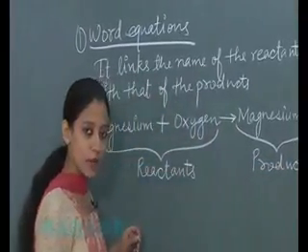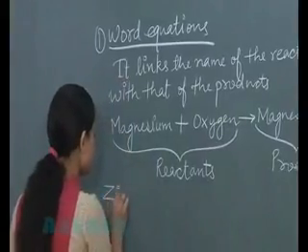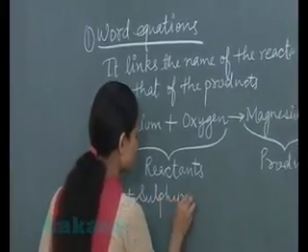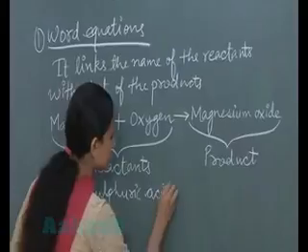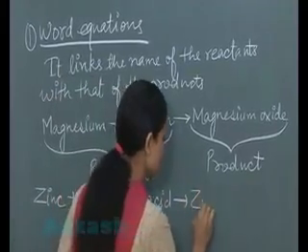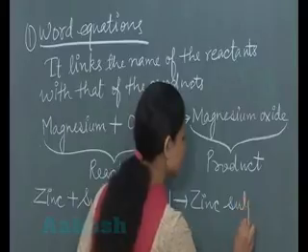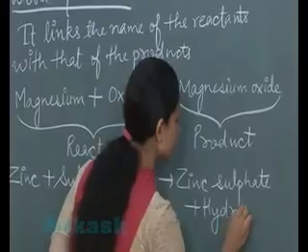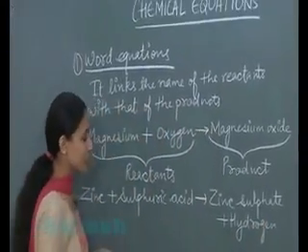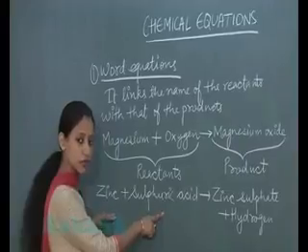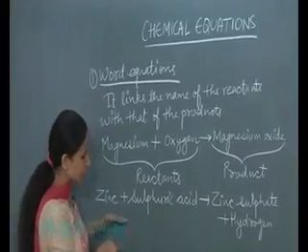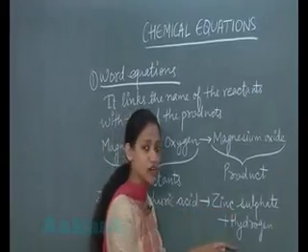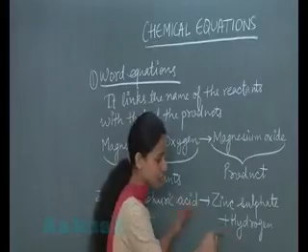Let us take one more example. Let us take the example of zinc reacts with sulfuric acid to give you what? It gives you zinc sulfate and hydrogen gas is evolved. Now students, you can clearly see here the two species which are present on the left hand side are the reactants. That means zinc and sulfuric acid are the reactants. These two are reacting and giving you zinc sulfate and hydrogen gas evolved. And these two are the products here.